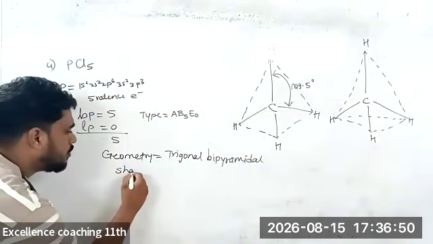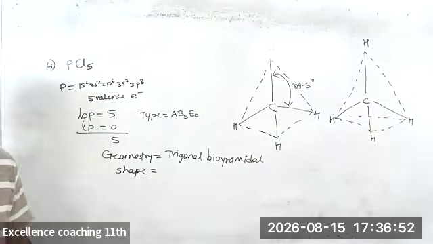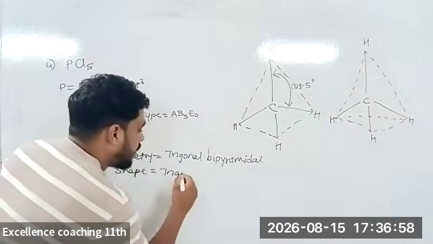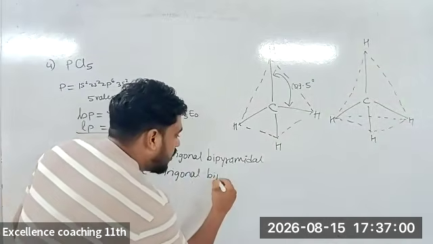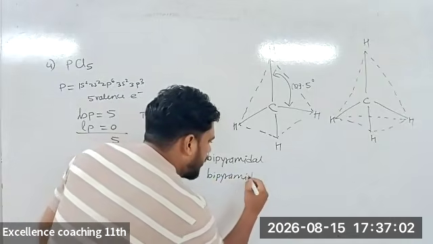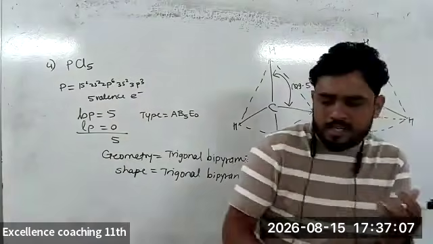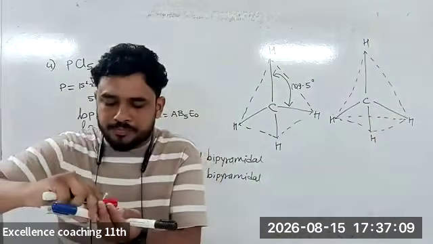Can you tell me the shape now? The shape will remain the same, since the lone pairs are 0. So the shape will also be trigonal bipyramidal. I will just explain the geometry again. Don't worry, next class I will bring structures and make it clear.